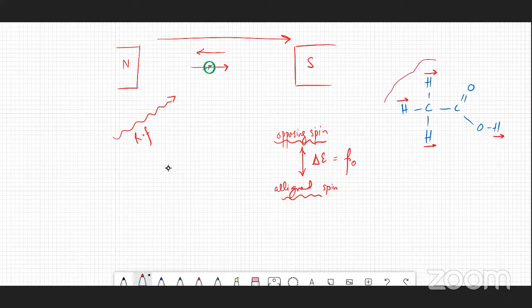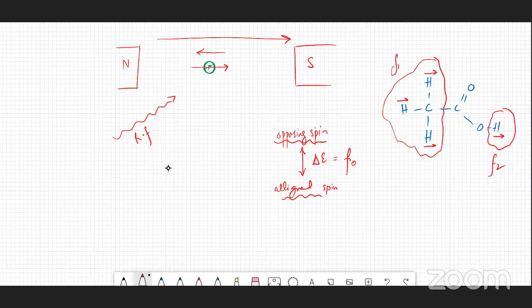Now, these three hydrogens have exactly the same chemical environment. They're exactly bonded the same way, and they would all resonate at exactly the same frequency. The energy gap between aligned and opposing spin would be exactly the same. Let's call that frequency F1, and this would resonate at a different frequency, because its nucleus is shielded differently. It experiences a different amount of external magnetic field. So it's going to resonate at a different frequency.